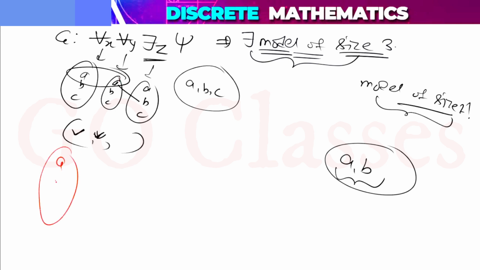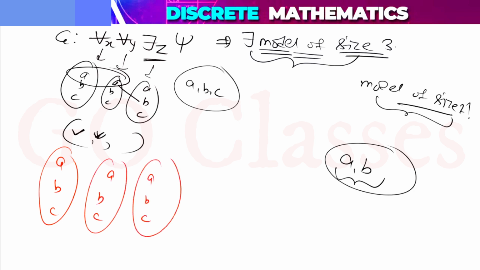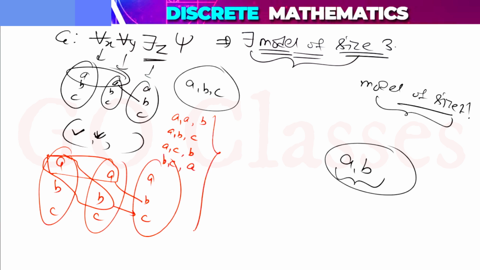Let's assume the domain a, b, c, and let's assume it's like this. For a comma a there exists b. For a comma b there exists c. For a comma c there exists b. For b comma c there exists a. Something like this we are doing, because for every pair there exists someone.